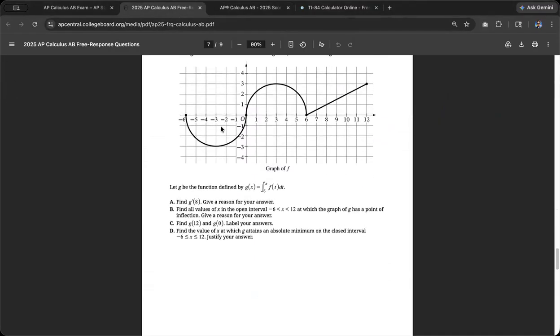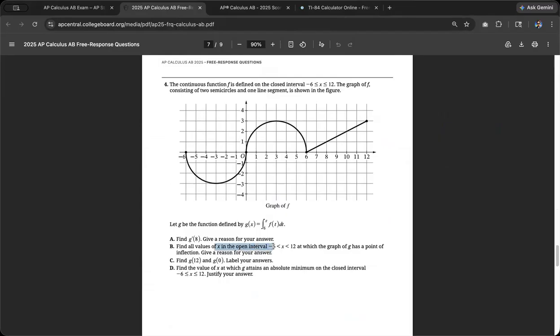Back to the problem. Number 2, find all values of x on the open interval from -6 to 12, at which the graph of g has a point of inflection. Give a reason for your answer. So what this brings to mind for me is, remember, you have the function, you have the first derivative, and then you have your second derivative, okay? And so we have g of x up here, f of t or f of x here, and then you have the derivative. Okay, point of inflection is in the second derivative. That's when your point of inflection is when it equals 0. Okay, so we're actually looking for the derivative of this equaling 0.